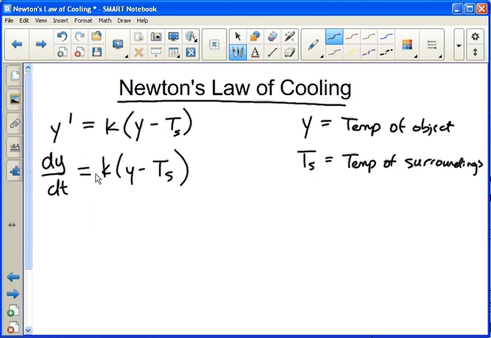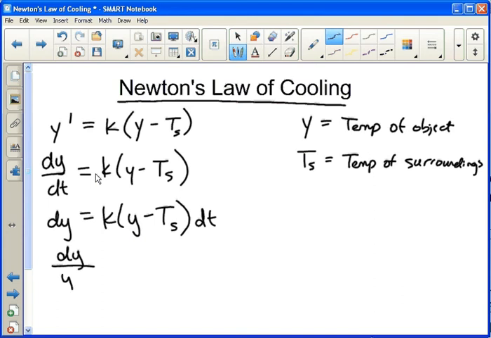Now we need to multiply both sides by dt. And this is a subscript s, just so you know. It's not T times s, it's T with a little s, just to denote that we're talking about the temperature of the surroundings. Now I need to divide both sides by y minus Ts. I cannot separate that, so I have to take the whole thing over to this side. So that's all the separating that needs to happen. We have the y's on the left, and we have all the t's on the right.